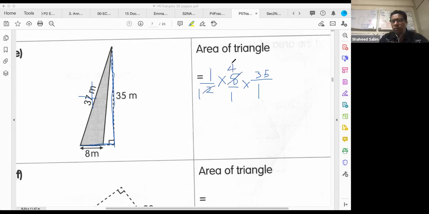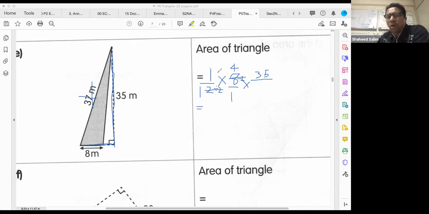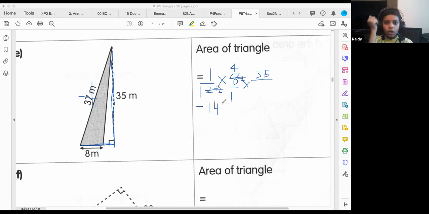Those of you who have not learned the cancelling method may be confused, so I'm going to show in slow motion. When you cancel, it means you reduce, divide by 2. 2 divided by 2, you get 1. Then if I divide this by 2, I must also divide this by 2. I divide 8 by 2, I get 4. And then 35 times 4 is the answer, because all the rest are 1. You don't need to worry. 35 times 4 equals 140.